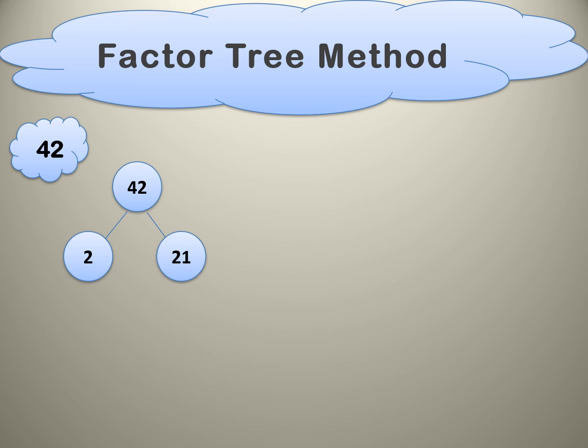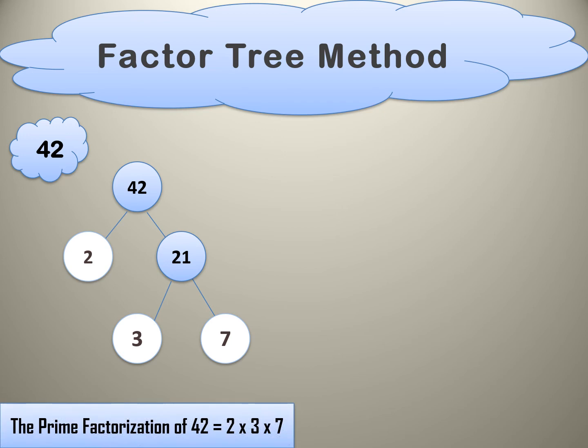Okay, 2 is a prime number, so we cannot factor it. But what about 21? Well, if you memorize your multiplication table, you can get 21 by multiplying 3 multiplied by 7. So we can factor 21 into 3 multiplied by 7. Okay, so what about the 3 and 7? Well, they both are prime, so that means that we are done our factoring. So the prime factorization of 42 is equal to 2 multiplied by 3 multiplied by 7.